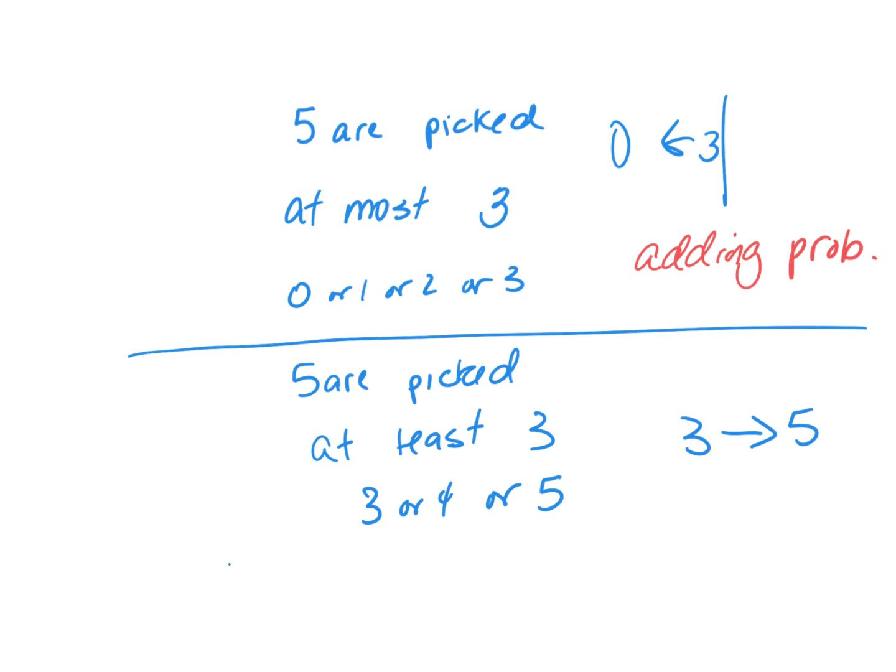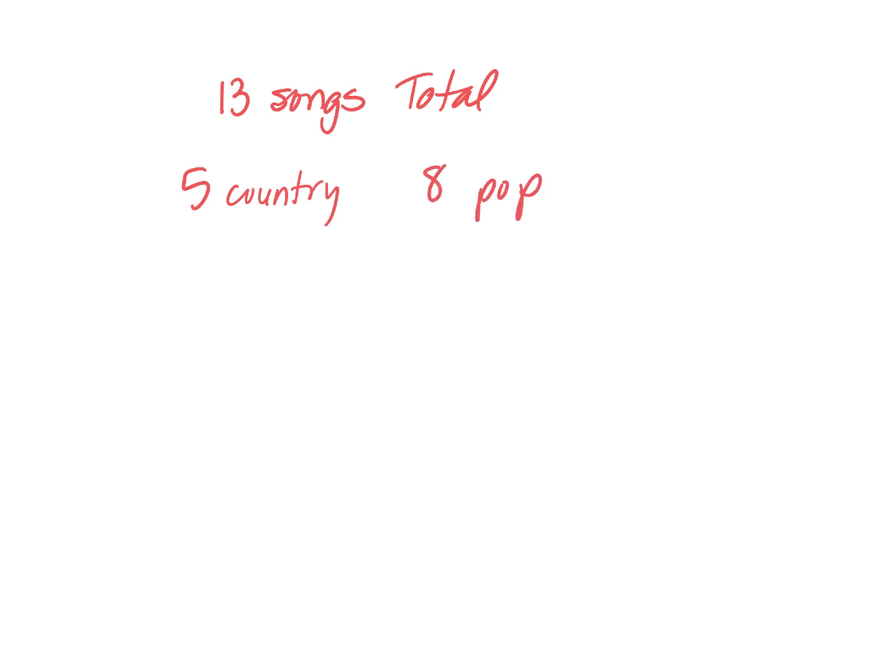All right, let's look at the first one. There are 13 songs on your playlist. That's the total. 5 of them are country, and 8 are pop. With random shuffle and no repetition, you listen to 7 songs. What is the probability that you listen to at most 3 country songs?